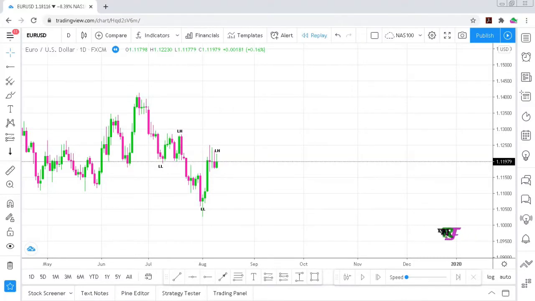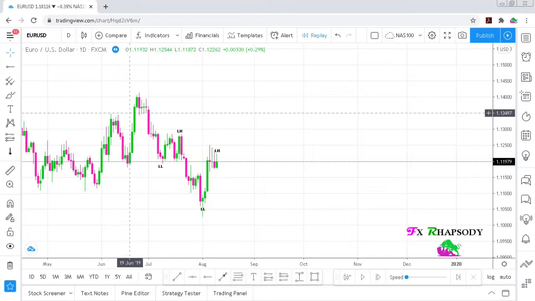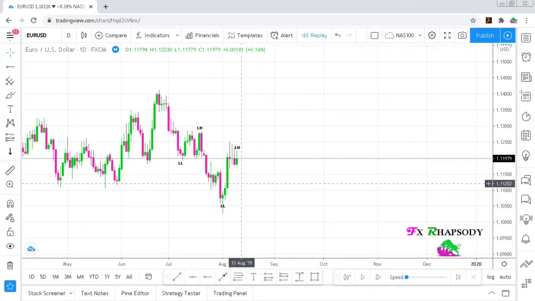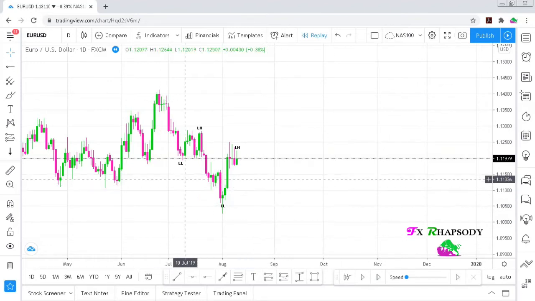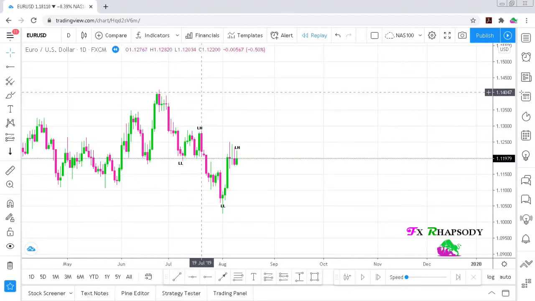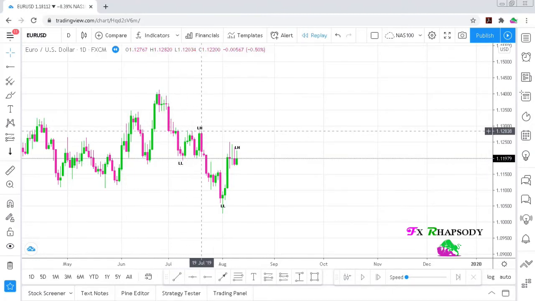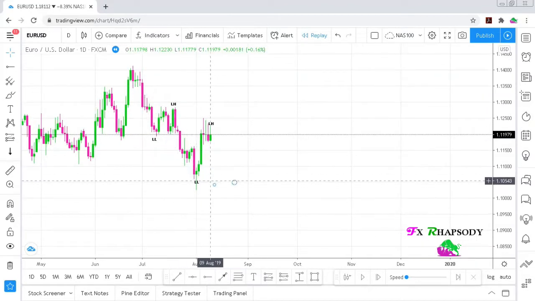Okay, guys, now we are looking at the euro dollar on a daily time frame. We can see that price is currently in a downtrend. The confirmation for that is that price went down, came to a resistance area at the top, shot down and made a lower low. Price went up again and made a lower high. Then price came down and made another lower low.